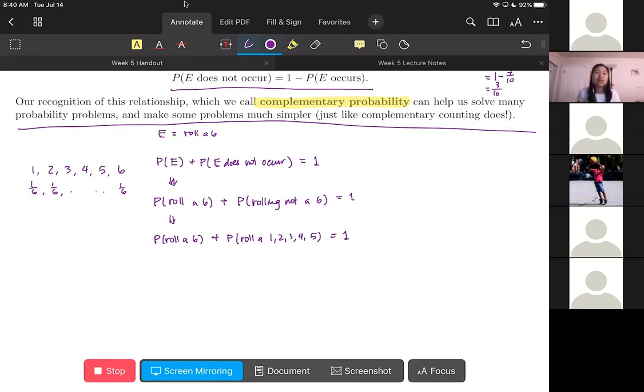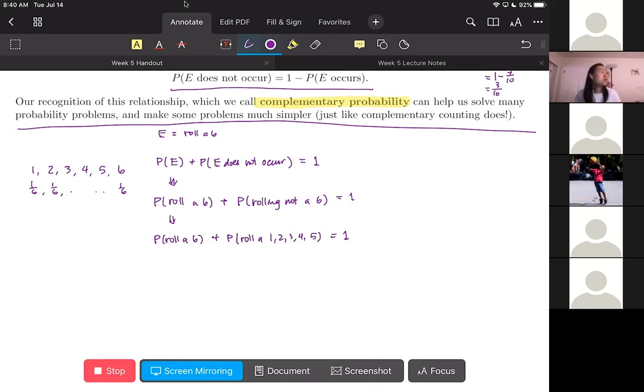Sometimes, if your question is, what is the probability that you do not roll a 6, you can use complementary probability to say, okay, well, the probability I roll a 6 is 1/6. So the probability I roll not a 6 is 1 minus 1/6. You might also generalize this in other ways, like if it says, what's the probability that you don't roll a 2 or a 3? You can say, okay, well, the probability I roll a 2 or a 3 plus the probability I don't roll a 2 or a 3 equals 1.